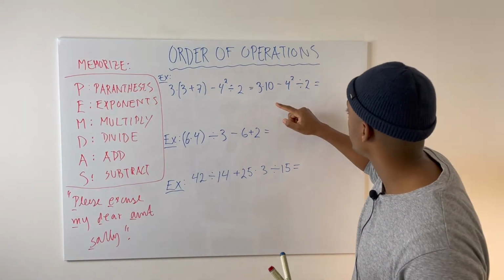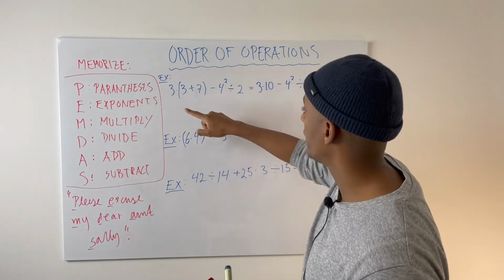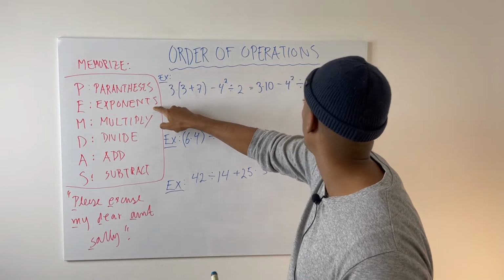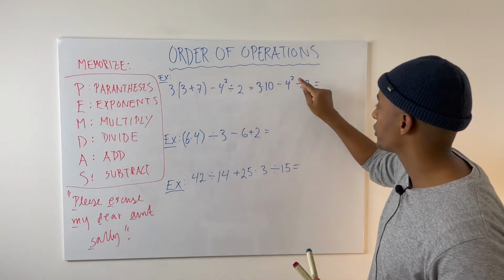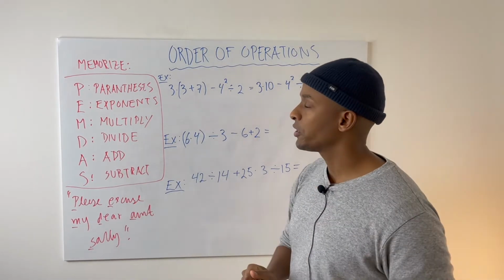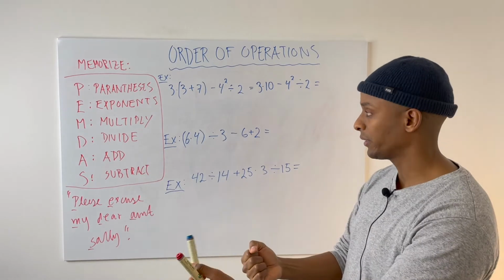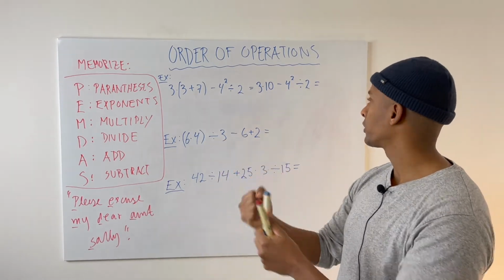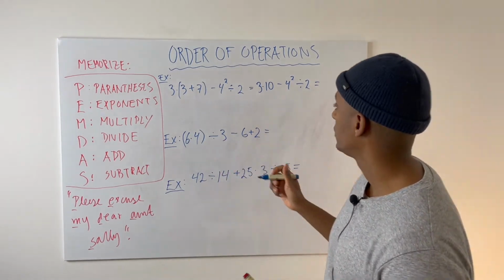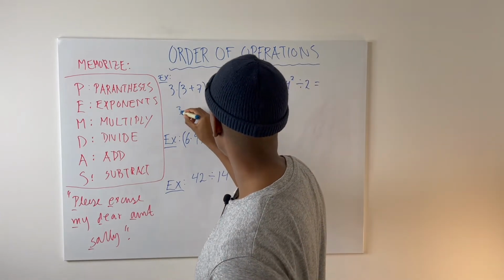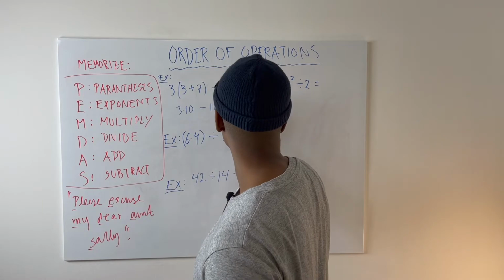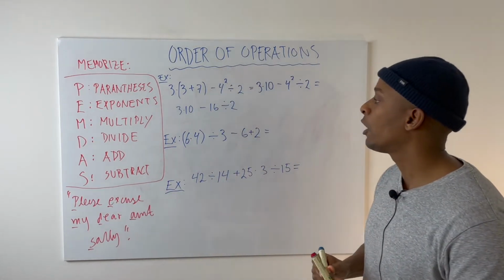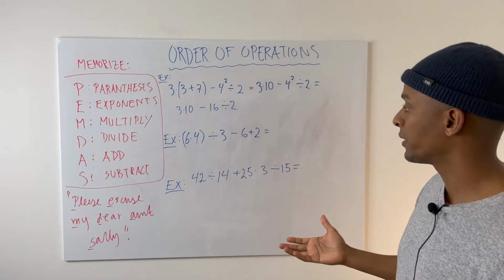The next step is to deal with the exponents. And we have an exponent here, and this is 4 squared. 4 squared is equal to 4 times 4, right? And 4 times 4 is equal to 16. So this is equal to 3 times 10 minus 16 divided by 2. So now we've dealt with the exponents.